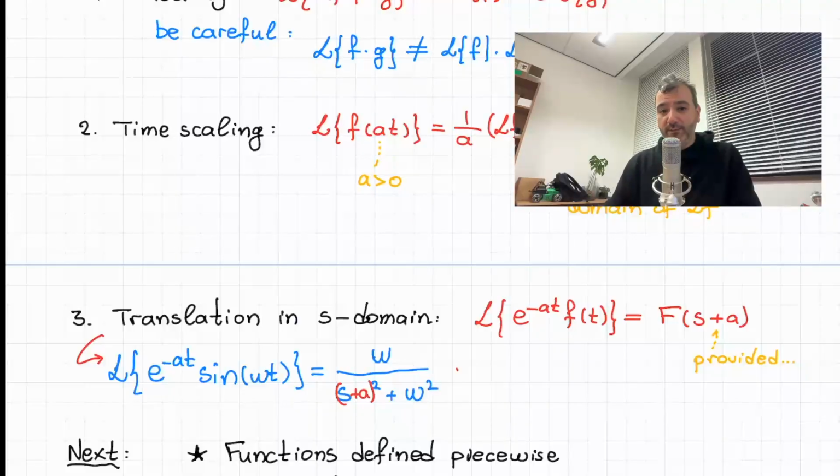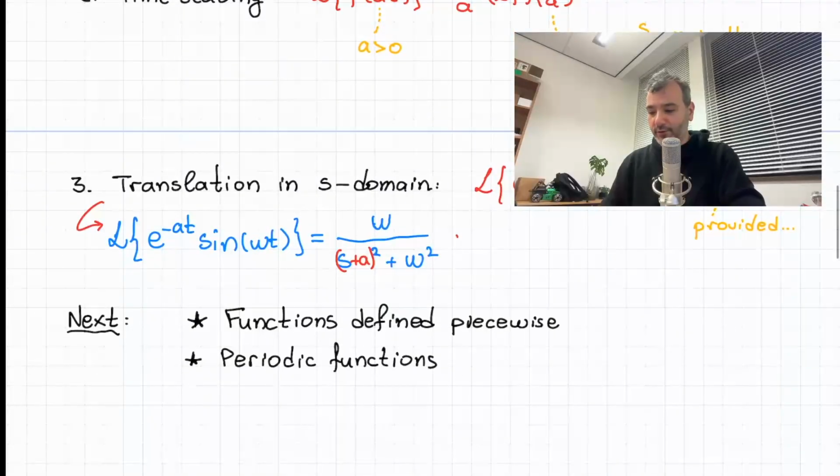Right, I said I want to keep this video short, so that's really it for now. In the next video, we'll talk about how to determine the Laplace transform of functions defined piecewise, and to that end we'll be using, of course, the Heaviside function, which is a switch. And we'll discuss also how to determine the Laplace transform of periodic functions.